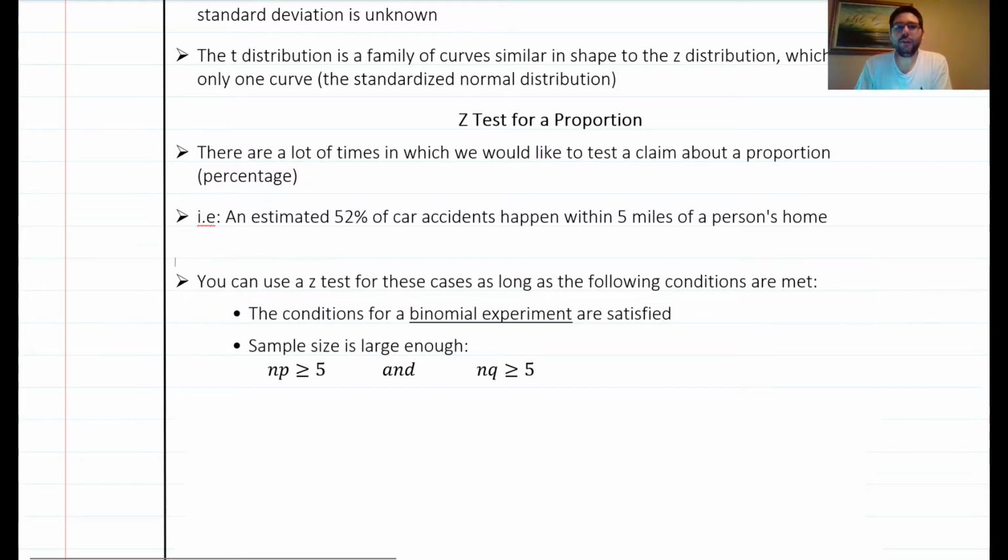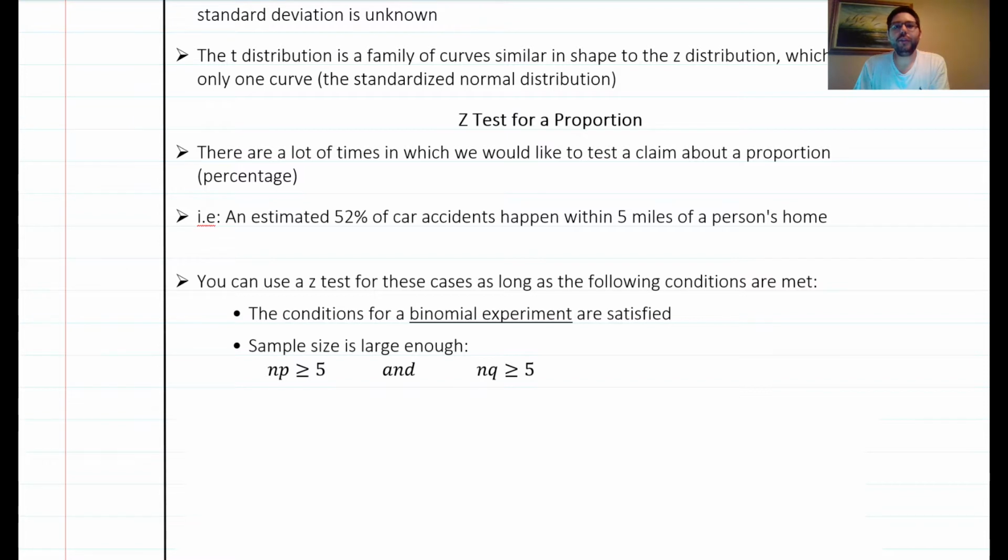So you can use the z-test for these proportions as long as the following conditions are met. Remember that with a proportion, we're going to think of it as either success or failure. So in the case of the car accidents, you would go ahead and do your study. You would randomize your sample so that you select a certain amount of drivers that are within five miles of a certain geographic location.